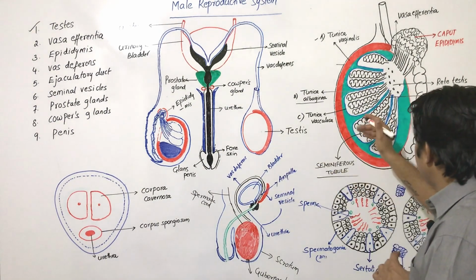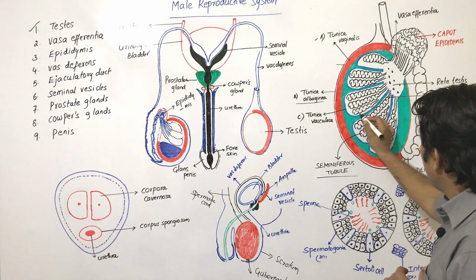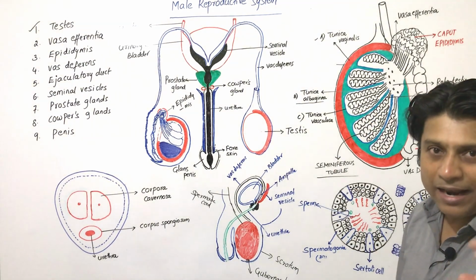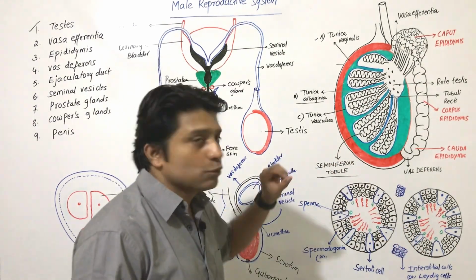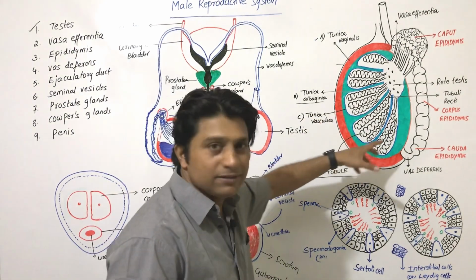Next, inside this, it is lined by tunica vasculosa, which is blue in color. So the tunica albuginea is internally lined with tunica vasculosa, which is a vascular coat or a vascular layer. So these are the 3 layers lining the testes.